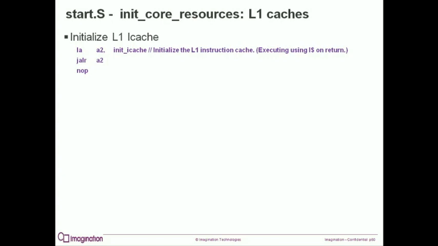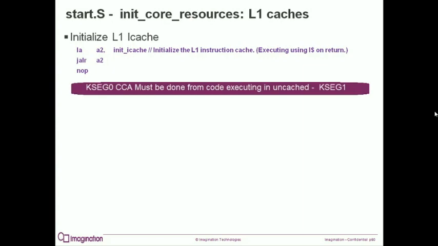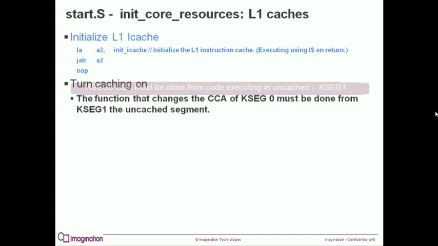Now that the iCache has been initialized, we can take advantage of it and change the CCA of kseg0 to be cached. One important thing to note is that changing of the CCA of kseg0 must be done from kseg1, which is a never cached segment.